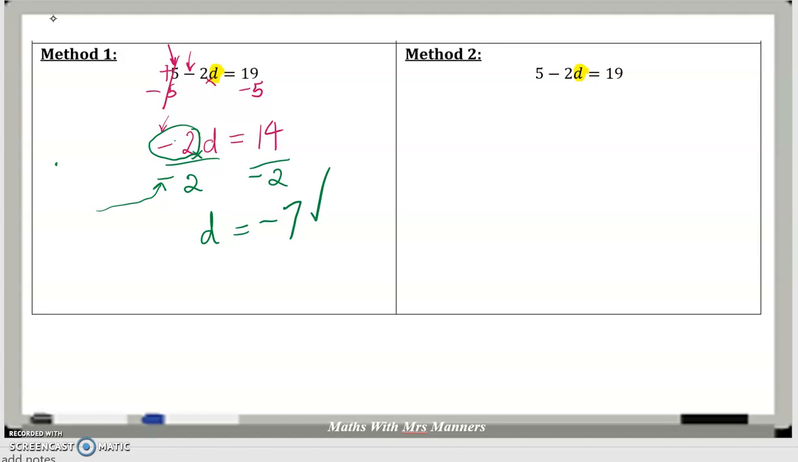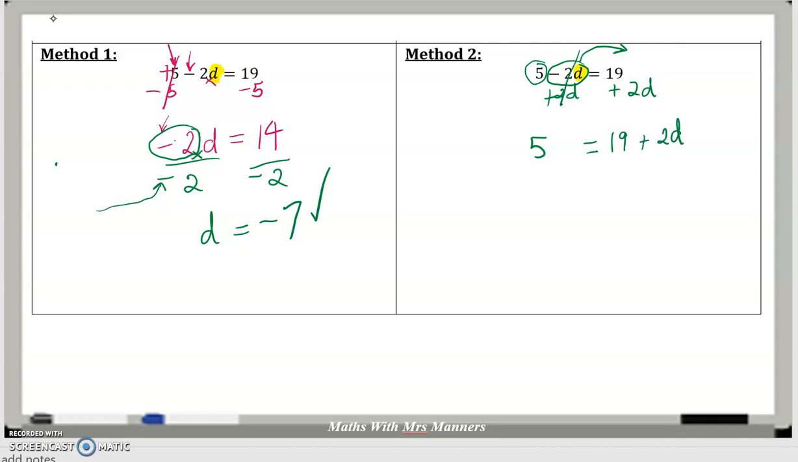Now, the other way of solving this equation is if you wanted to move this entire 2d term to the right-hand side, you could. Because it's one entire term, the opposite of taking away 2d is to add 2d. I'd have to add 2d to both sides because whatever I do to one side, I must do to the other. What I'm left with on this side is 5, because minus 2d plus 2d gives me 0. And on this side, I get 19 plus 2d.